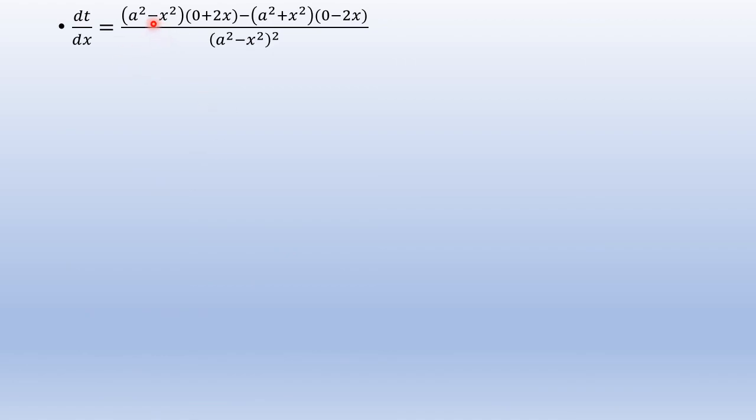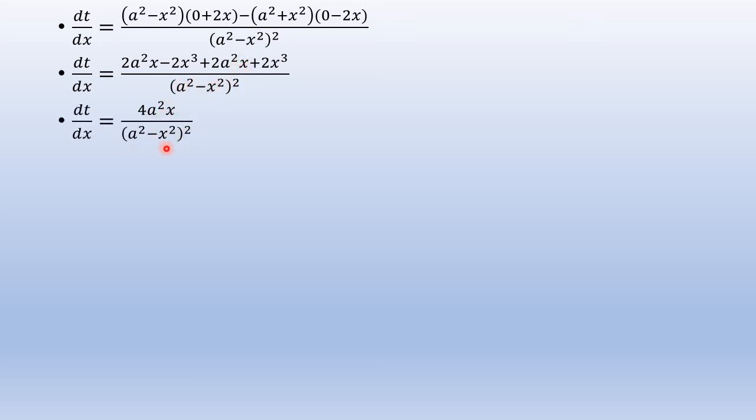You can see, I have got the derivatives. Now 0 + 2x can be written as 2x and 0 − 2x can be written as −2x, and then we can multiply these. We multiply 2x with these two, we multiply, minus and minus become plus, again we multiply 2x with these two. So the result I get is 2a²x − 2x³ plus 2a²x plus 2x³. The 2x³ got cancelled and I am left with 2a²x + 2a²x, that is 4a²x, whole divided by (a² − x²) whole squared.